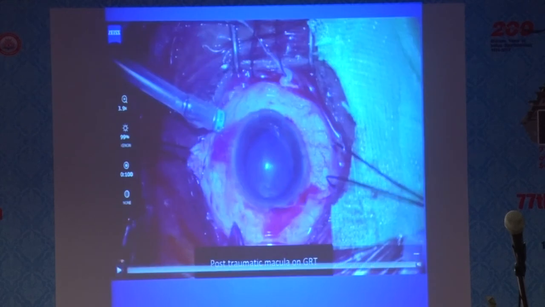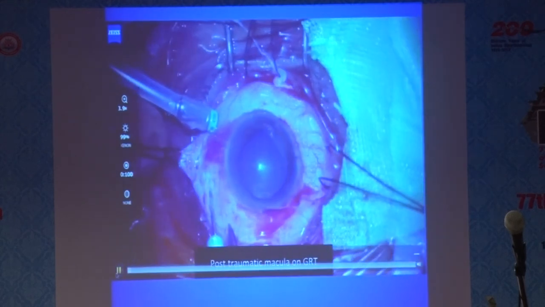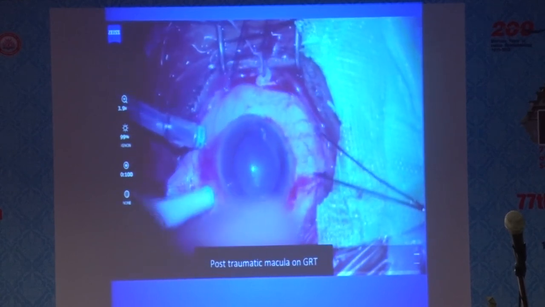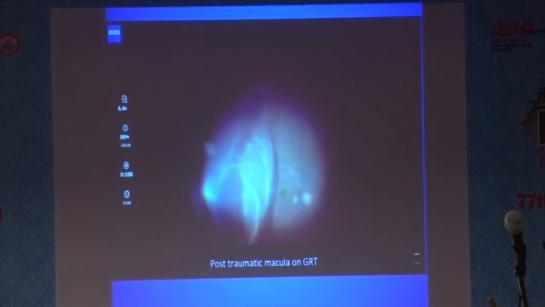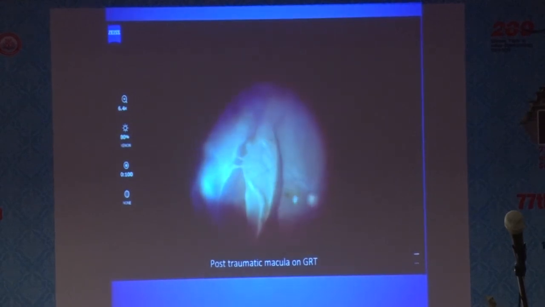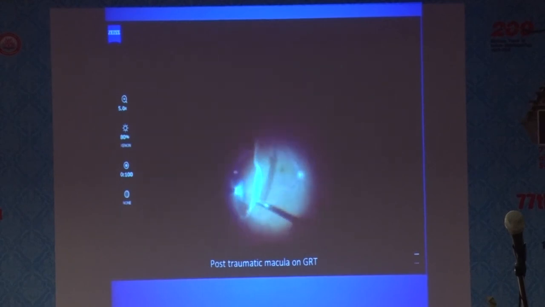This is another video which I will show. This was a post-traumatic giant retinal tear in a young male who presented with a history of trauma with a ball. He's a phakic patient, a young patient. In this, once we have applied the supplementary buckle, we start with the vitrectomy.